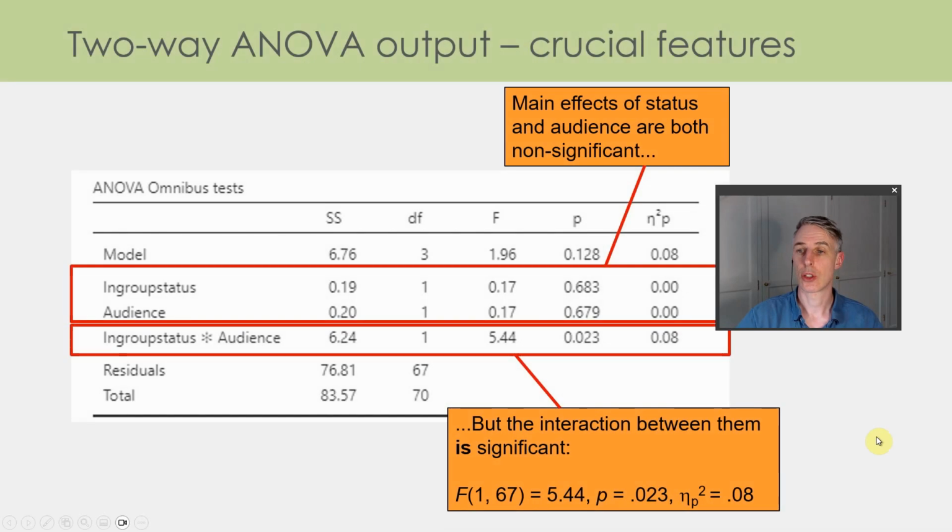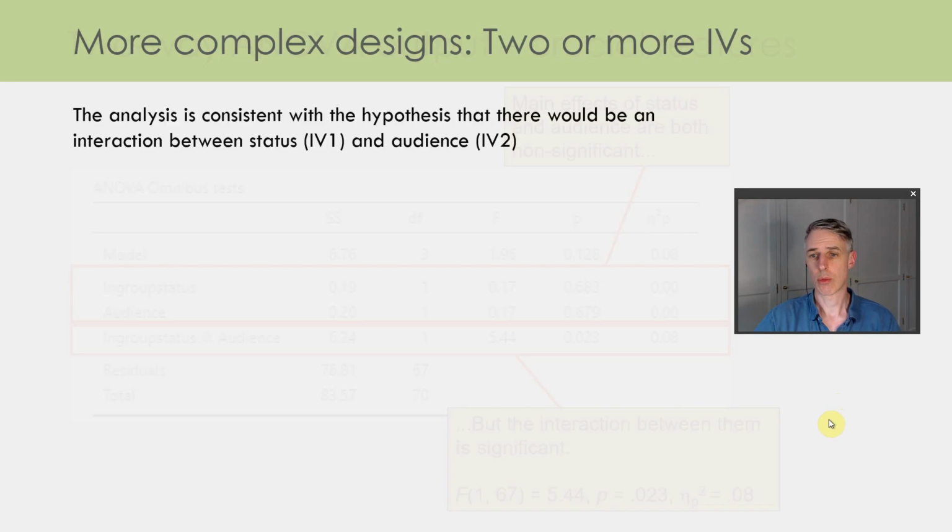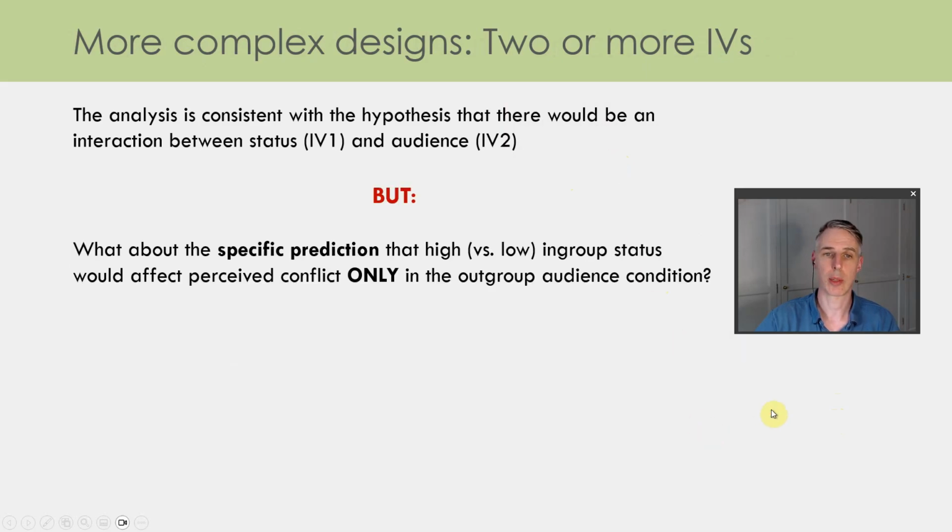We had conducted a two-way analysis of variance, looking at the effect of in-group status and audience and their interaction on perceptions of conflict. We saw that we got three effects: the main effects and the interaction. Those two main effects of status and audience were both non-significant, but the interaction between them was significant, which indicates that the effect of in-group status was significantly different at different levels of audience. So that's quite good news for the hypothesis in one sense. It's consistent with that hypothesis that there would be an interaction between status and audience, the two independent variables.